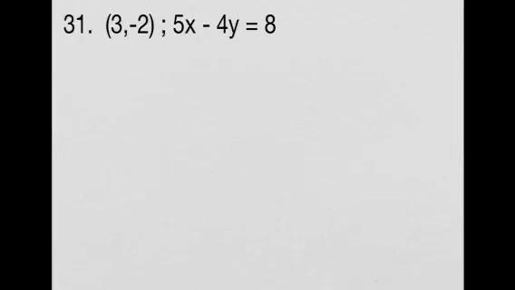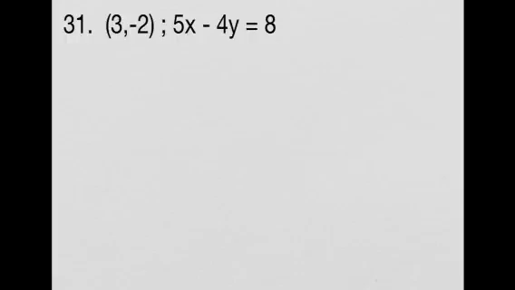Okay, for 31, they give you a point and they give you the equation of a line, and they want you to find two things. They want you to find first a line that is parallel to this one, passing through that point, and then a line that is perpendicular to the same line, again passing through that point. So as you remember by now, if you need to write an equation of a line, you need the slope of the line. Okay, you have to have the slope.